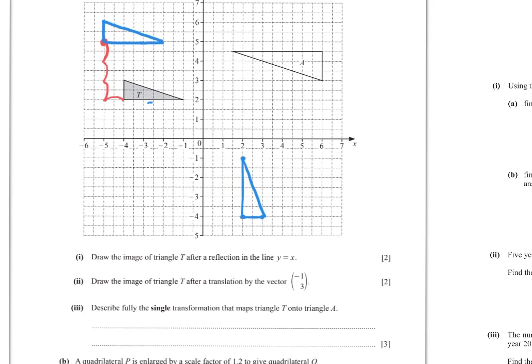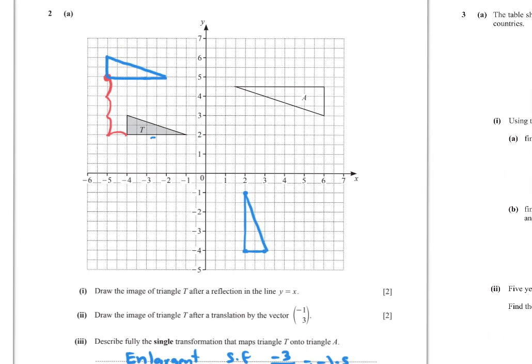So this is an enlargement by scale factor negative 3 over 2, or negative 1.5. We need to find the center of enlargement. To find the center of enlargement, join a point to its image, and join one more point to its image, so the lines intersect at the center of enlargement. So the center of enlargement is (0, 3).